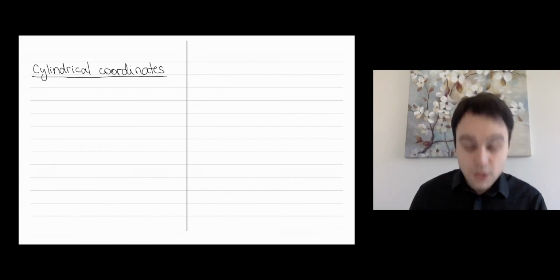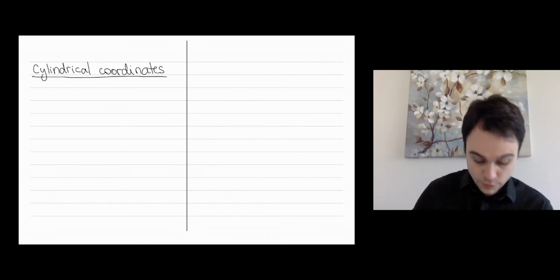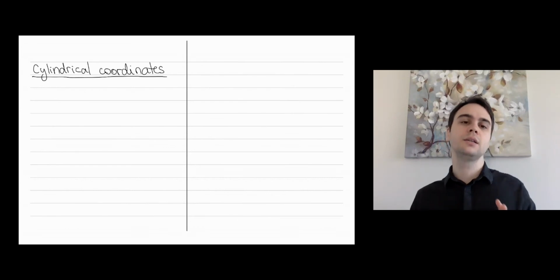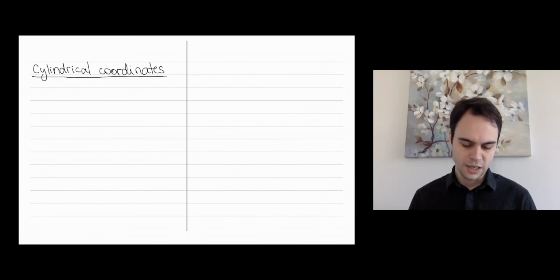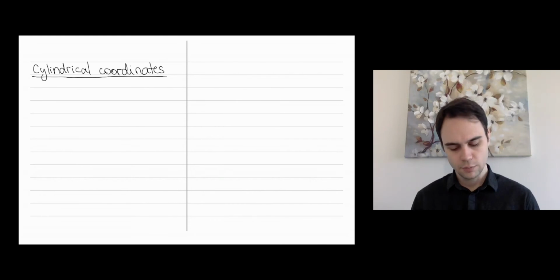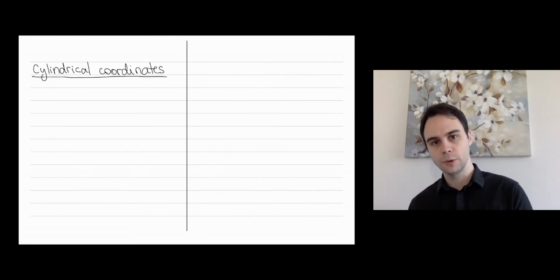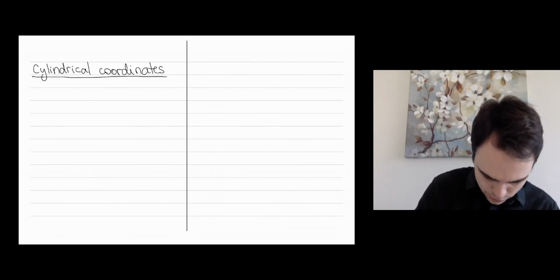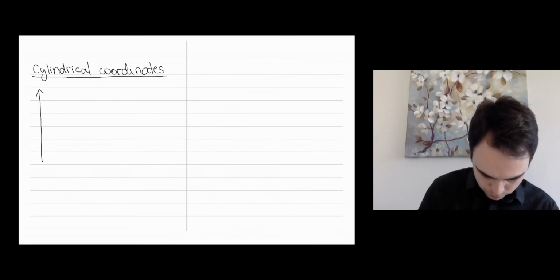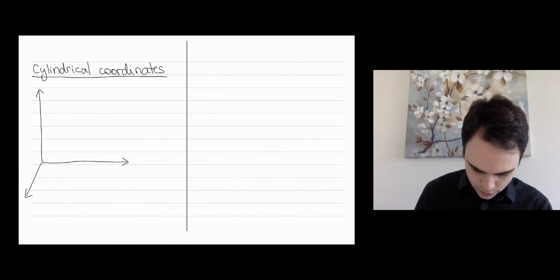Cylindrical coordinates are like polar coordinates, but in 3D. So instead of using x, y, and z to describe a point in space, we're going to use r, theta, and z to describe a point in 3D space. We take x, y, and z, forget about z, look at x and y, change that to polar, and then put z back in. So here's the picture. It's polar cylindrical coordinates.